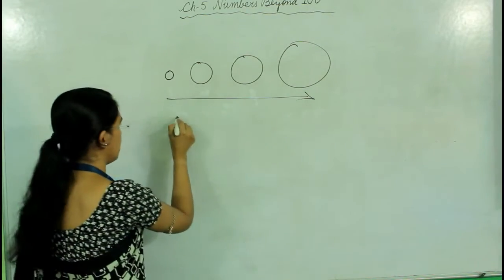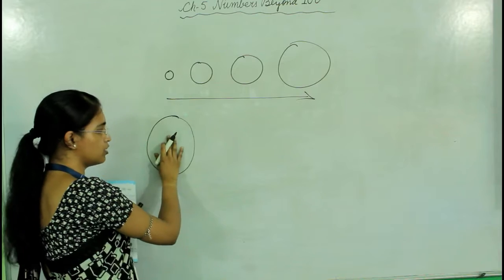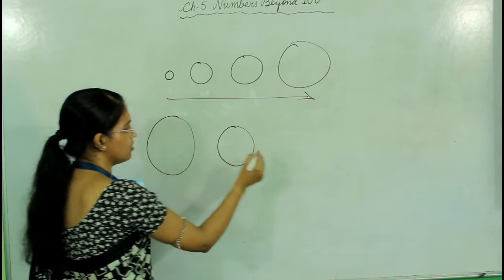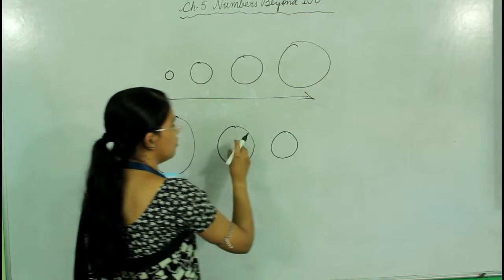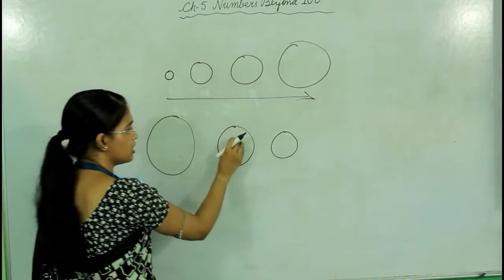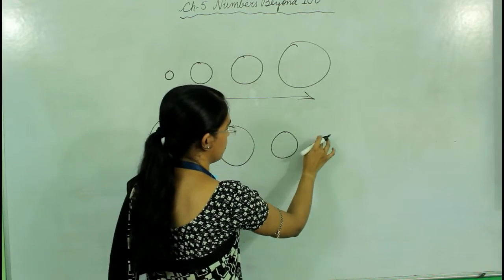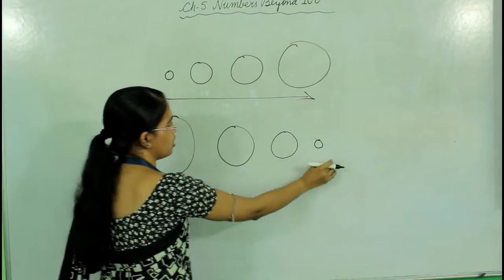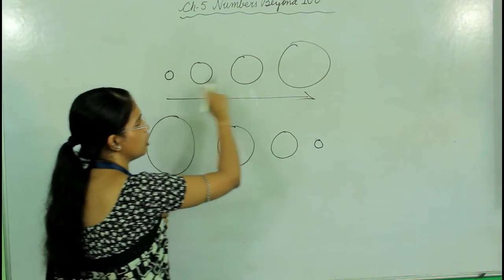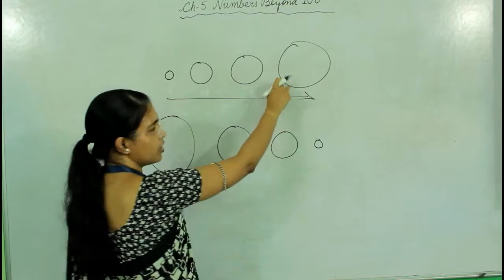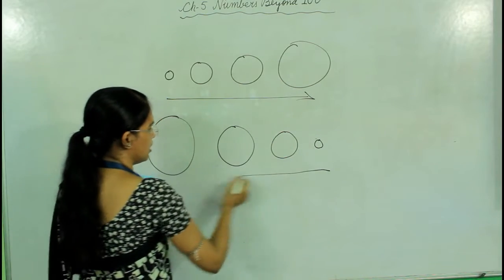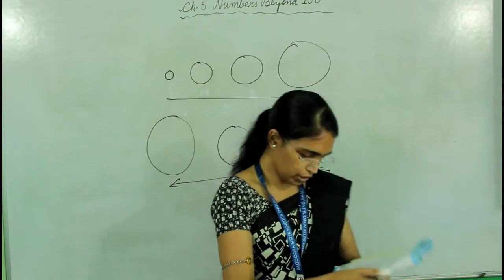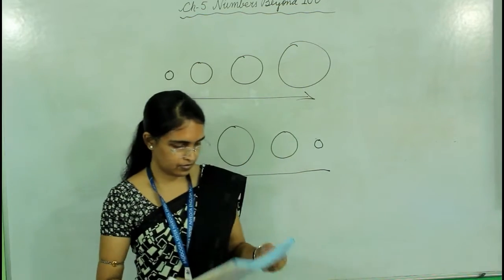And if I draw like this is a bigger stone, then this is smaller than this one, and this is smaller than this one, and this is the smallest one. So it comes from big to small, and here it comes from small to big. This is ascending or increasing order, and this is descending or decreasing order. Now we will do the sum.